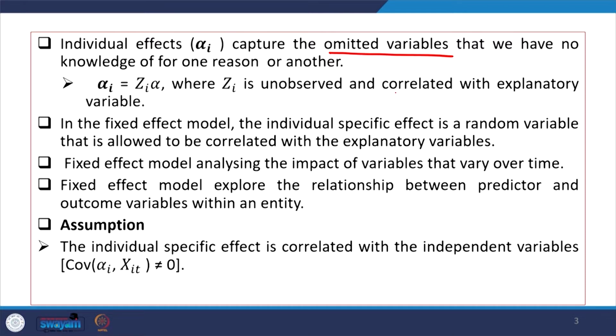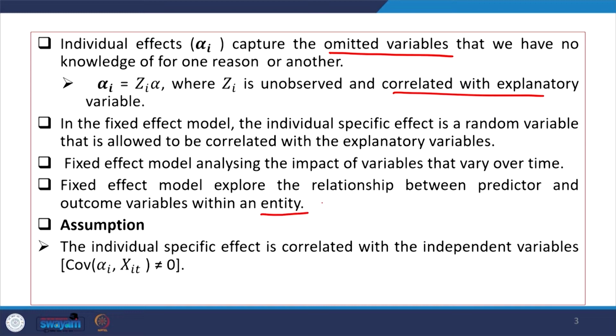Okay. So, that is why there are some problems with the OLS model. So, the normal OLS model is not going to be applied, since Z I is correlated with the explanatory term. In the fixed effect model, the individual effect or specific effect is a random variable that is allowed to be correlated with the explanatory variables. Fixed effect model is for analyzing the impact of variables that vary over time. The fixed effect model explores the relationship between predictor and the outcome variables within an entity.